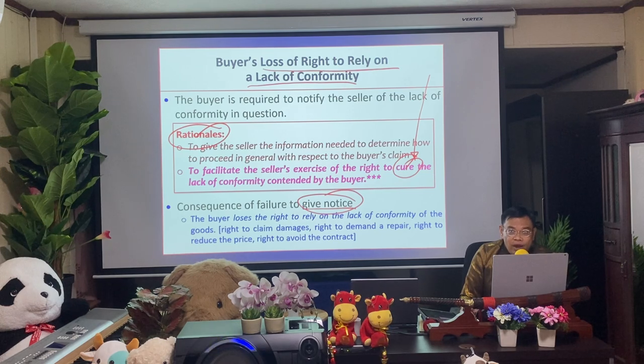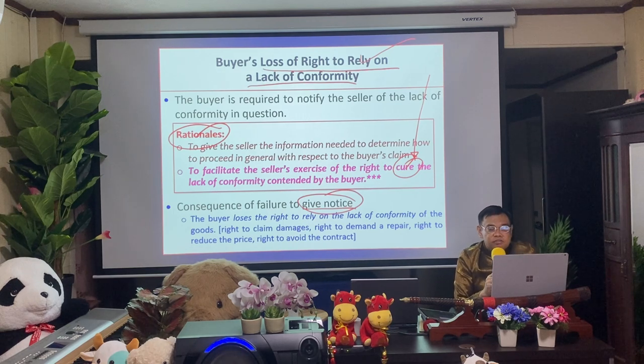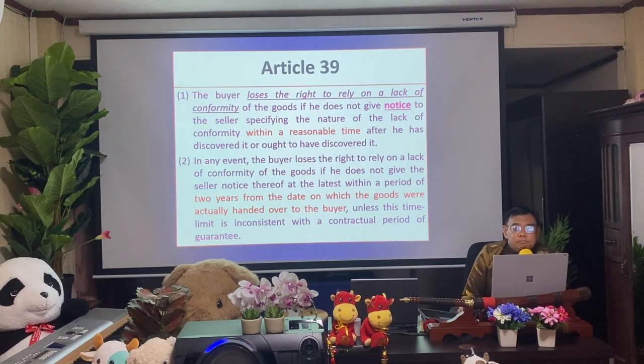When the seller cannot cure because of the failure of the buyer to give notice of the lack of conformity, then the buyer should not have remedies. That's why the CISG says that the buyer will lose the right to rely on the lack of conformity if the buyer does not give notice of it to the seller. The requirement that the buyer give notice of lack of conformity to the seller is the duty embodied in Article 39 of the CISG.